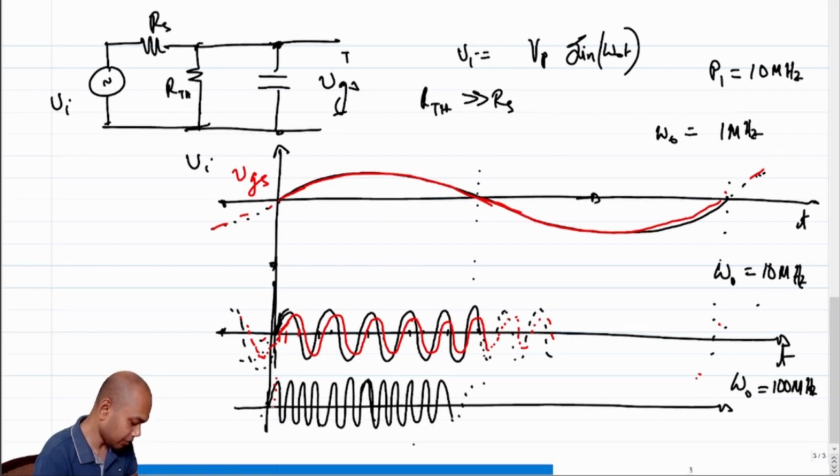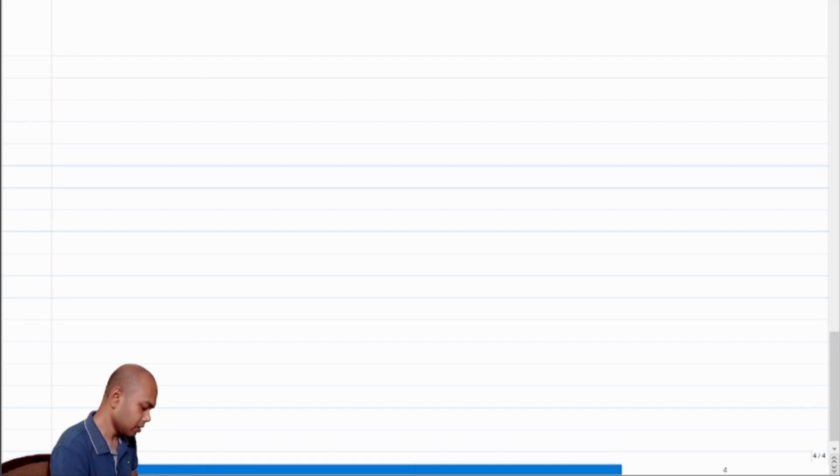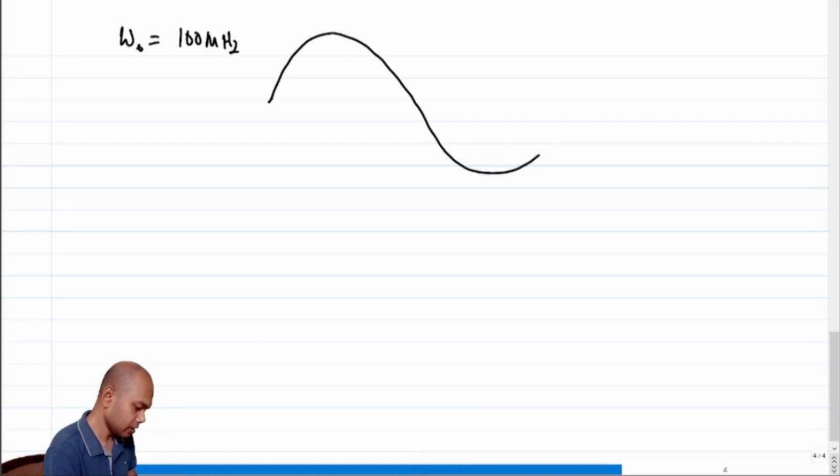So essentially we'll have something like this and so on. Okay, so if I have to blow this up, this is what's going to happen. Let's say we are still getting omega naught equal to 100 megahertz case. So let's say your input is, one cycle is something like this. Your output will be 90 degree delayed, so is quarter cycle delayed, right? And will be of very small amplitude.